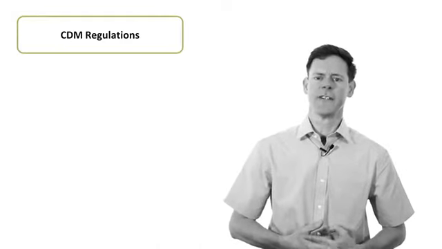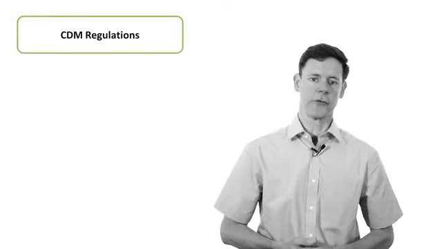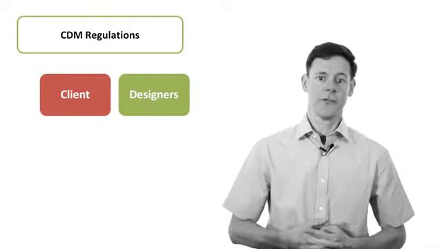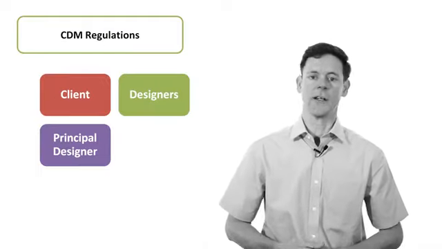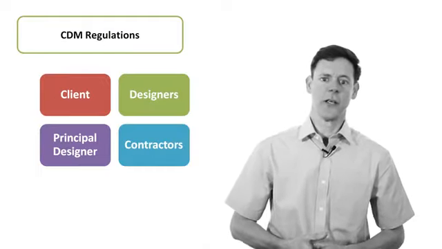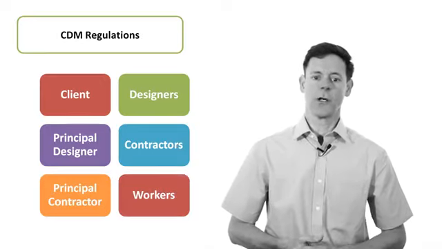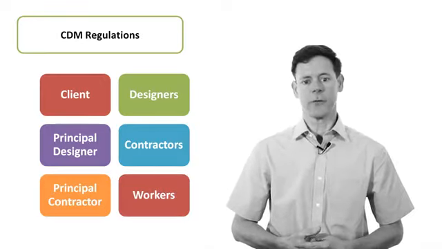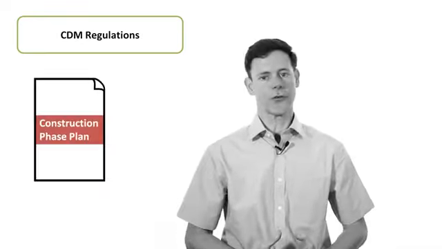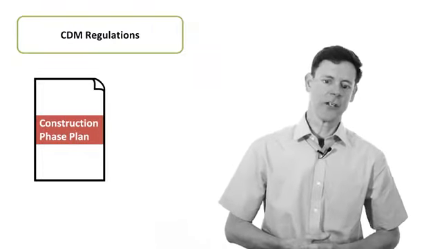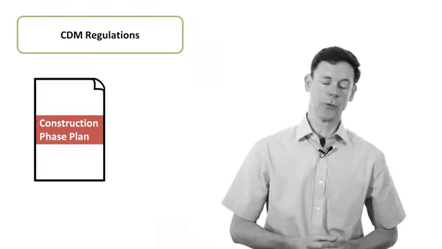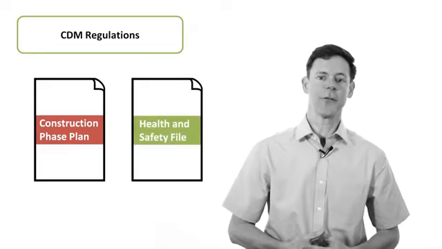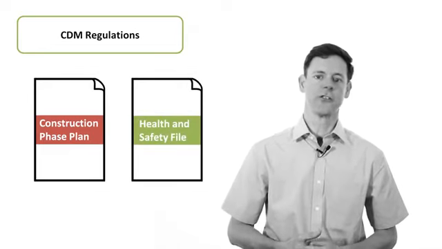For projects involving more than one contractor, the regulations identify 6 duty holders: the client, designers, principal designers, contractors, principal contractor, and workers. And the regulations also require the preparation of a construction phase plan and, where the project involves more than one contractor, the preparation of a health and safety file for the finished structure.